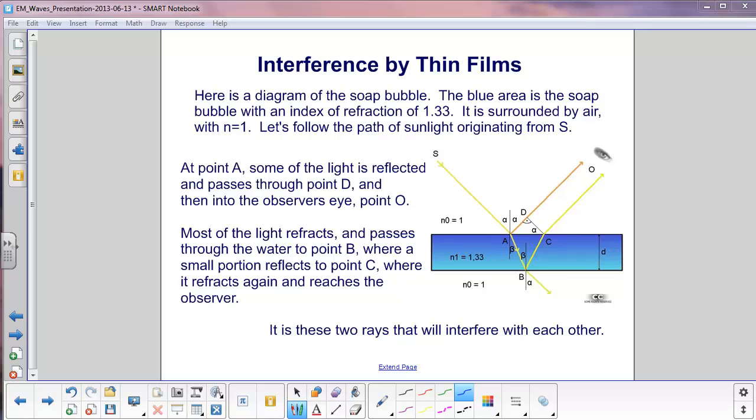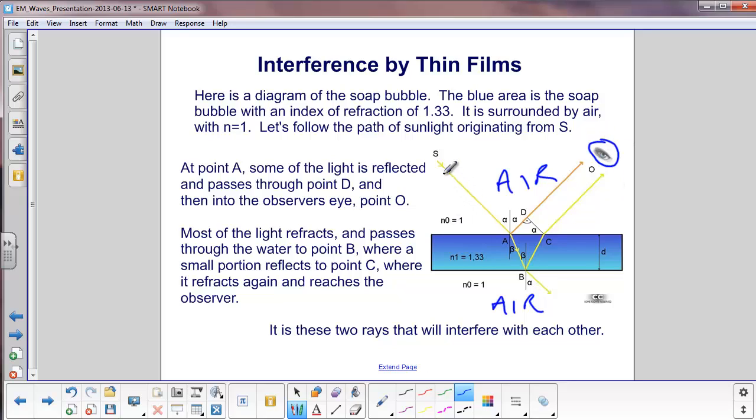Here's what we're talking about. We have a soap bubble here. This blue color is the soap bubble. It has an index of refraction of 1.33, and it is surrounded by air. So we have air up here, and we have air down here. Air has an index of refraction of 1. We have light. Let's say it's coming from the sun, coming this direction. Over here is an observer. That's kind of an eyeball right there.